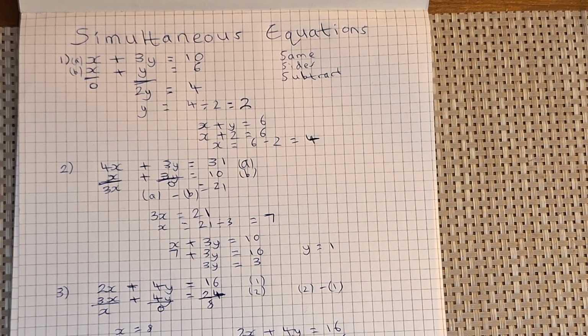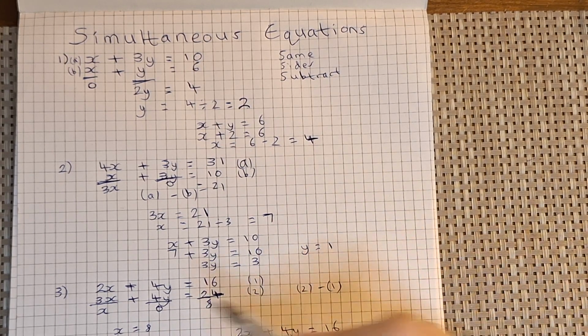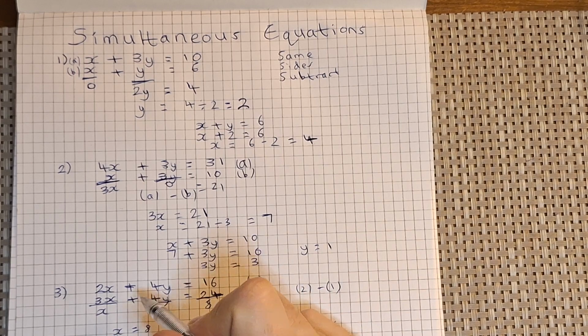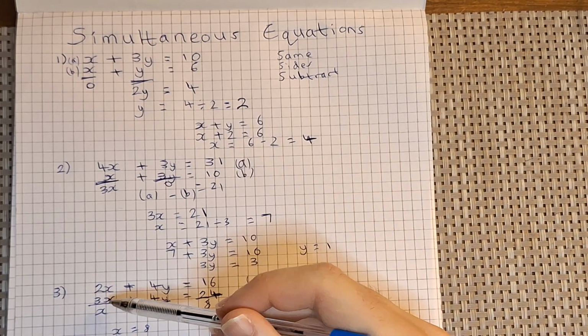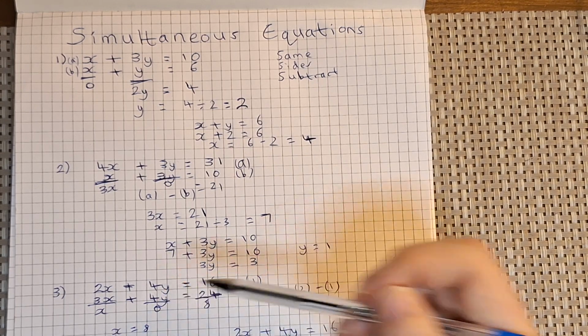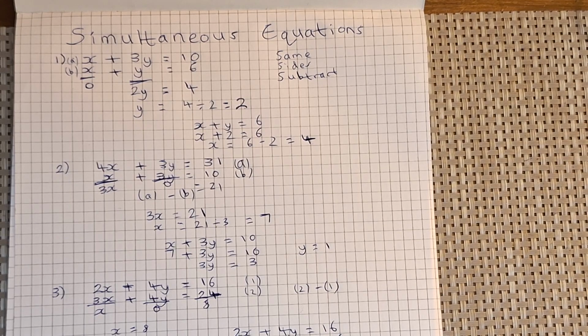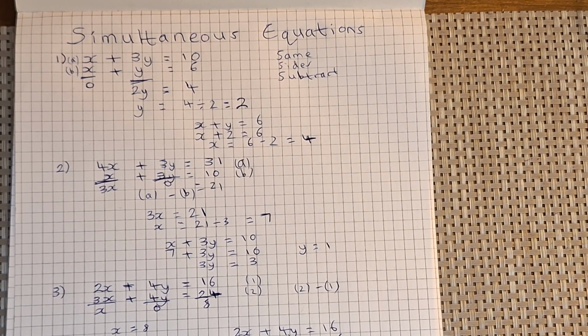Okay, and we can do a final check. We've got x as 8 and y equals 0, and we're going to substitute both these values into the second equation. So we've got 3 times 8 equals 24, plus 4 times 0, which is 0. So 24 plus 0 equals 24. That is correct.